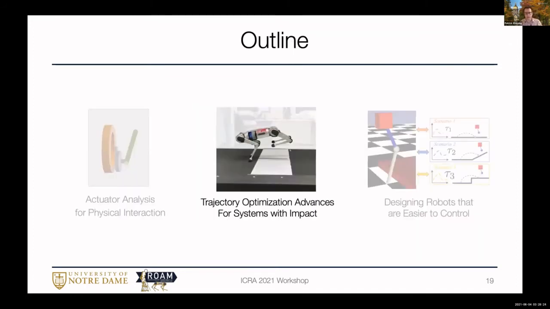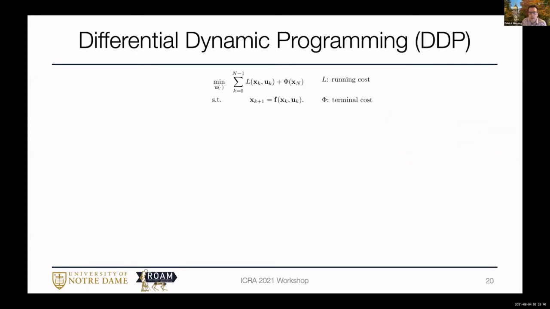Okay. I'd like to shift gears now and take a look at some of the work we've been doing on optimizing trajectories with these systems that have impacts. In my lab, we've been really encouraged by some of the work that's going on in many labs in Europe and elsewhere that's using differential dynamic programming. And so we've been looking at that as well. I'd like to give a brief introduction to DDP here first, for those that might not have seen it before.